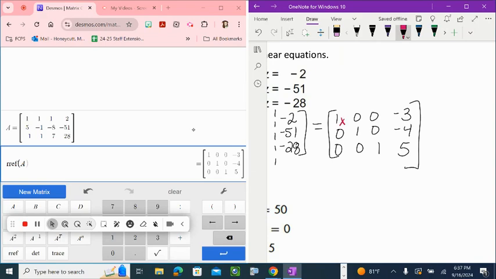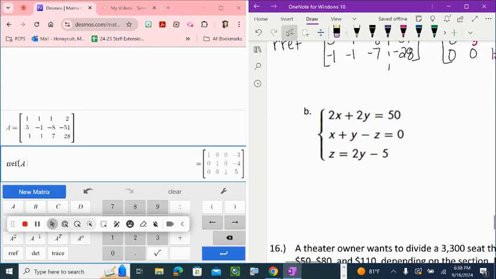that 1x plus 0y plus 0z equals -3, which means that x equals -3. From the middle row, this is where the y is, we could see that y would be -4. And then from the last row, that's where our z would be, we see that z equals 5. So my solution here is -3, -4, 5.